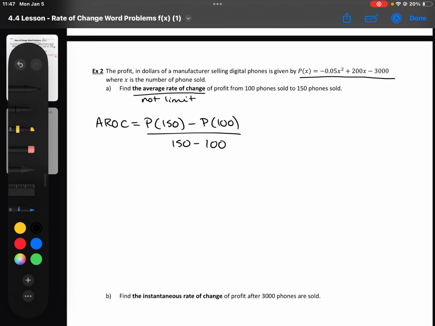Now I got those values from here. So I've got x1 and x2. Those are my x values that I'm comparing. On top, I'm looking for the difference between my y values. My y in this case is p at x, and so I'm going to evaluate p at x1 and p at x2, and I'm going to find the difference between those two values. So when I evaluate p at 150, I'm taking 150 and I'm substituting it in wherever I see an x in that profit function.